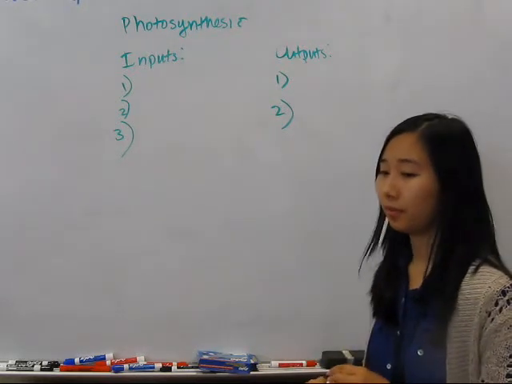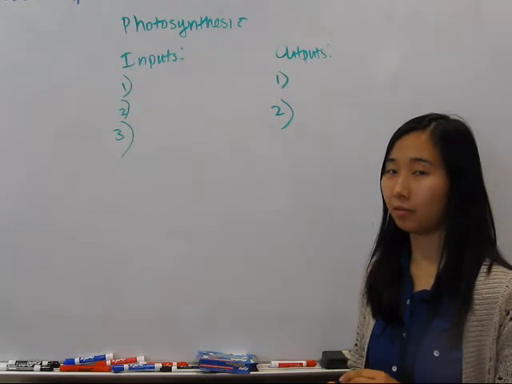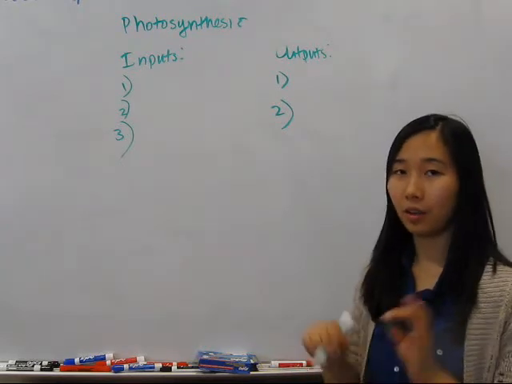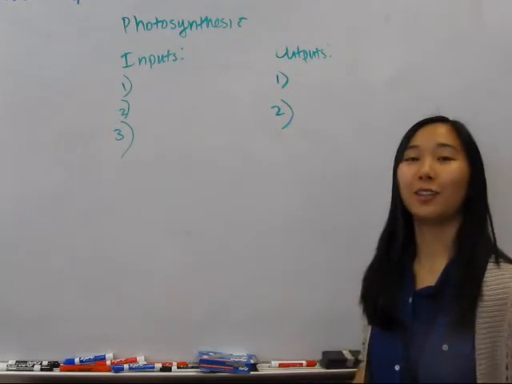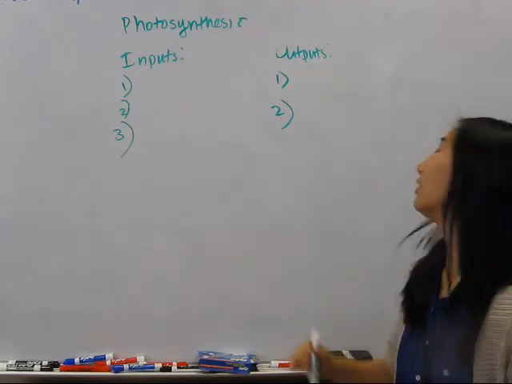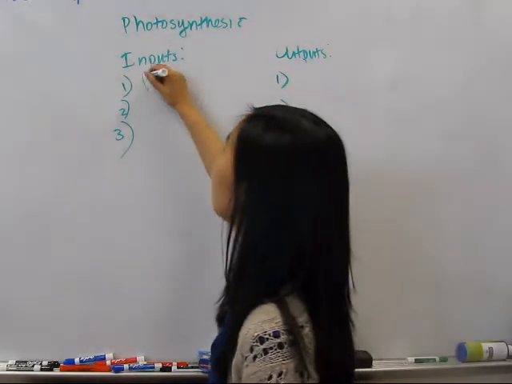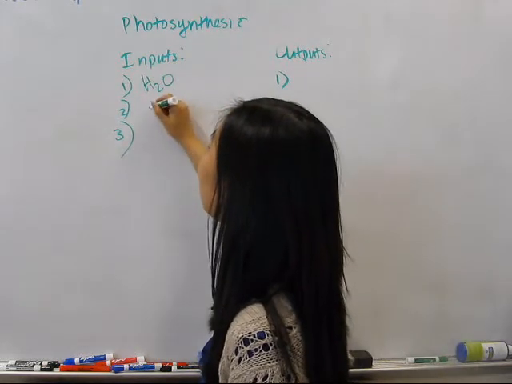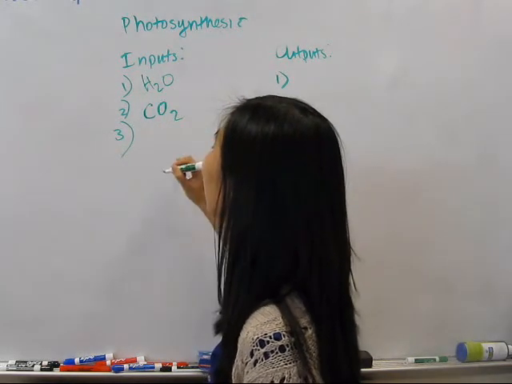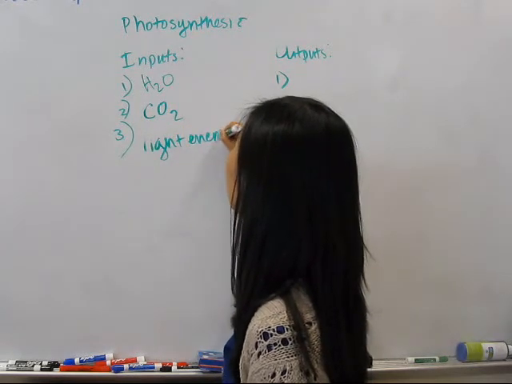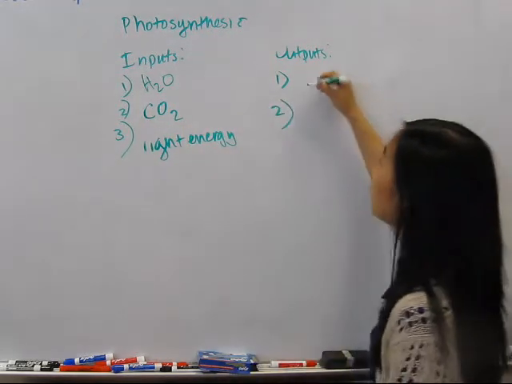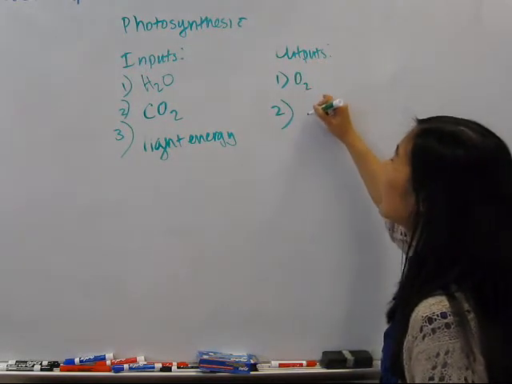Okay. I'm assuming you've done that now. If not, pause it, unpause it when you have that filled out. Okay. So I'm assuming you have this all filled out now. Your inputs, you should see that you needed water, you needed carbon dioxide, and you needed light energy. The outputs were you made oxygen and you made glucose.